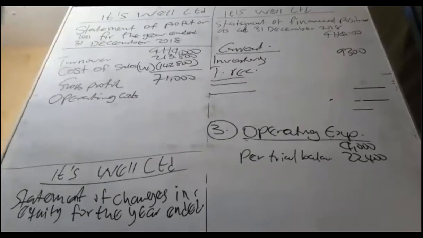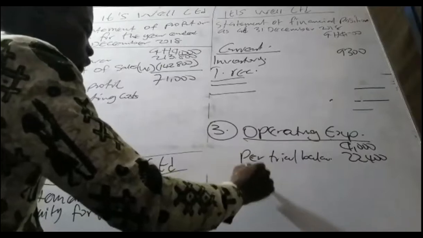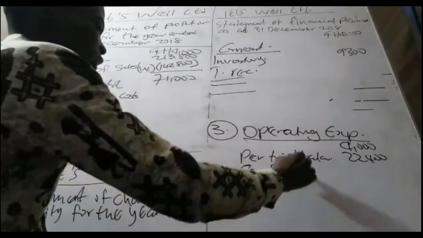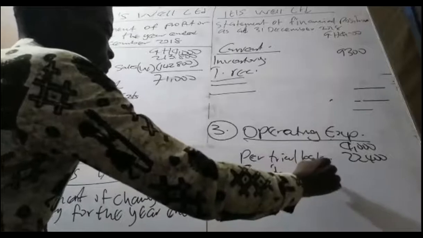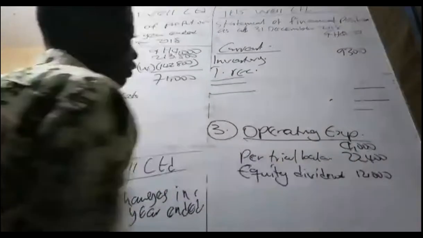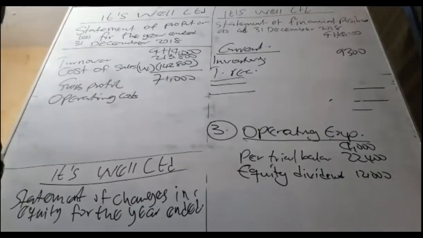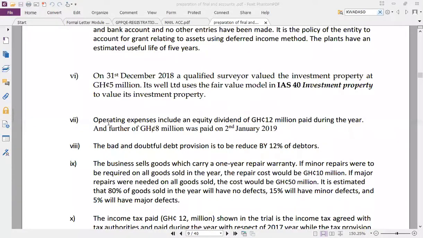So I write equity dividend, 12,000. That is it. Is there any other place where they've mentioned operating costs? If not, then you have to perform two tests.